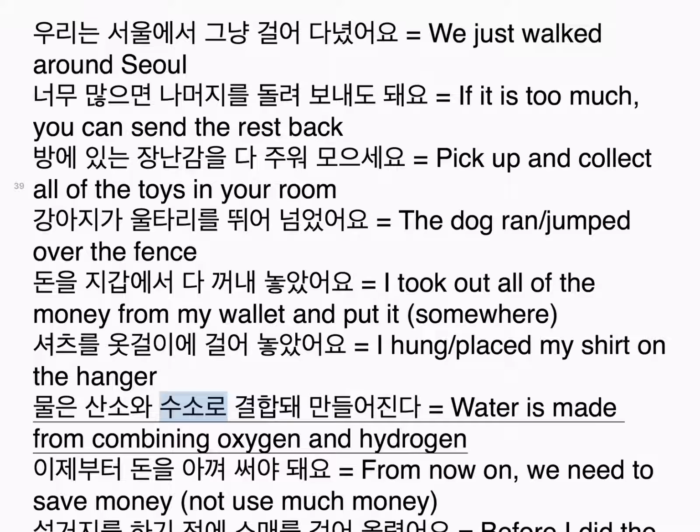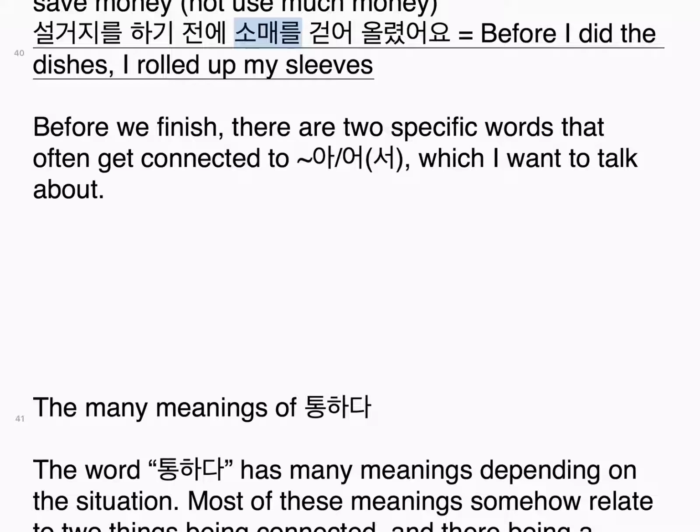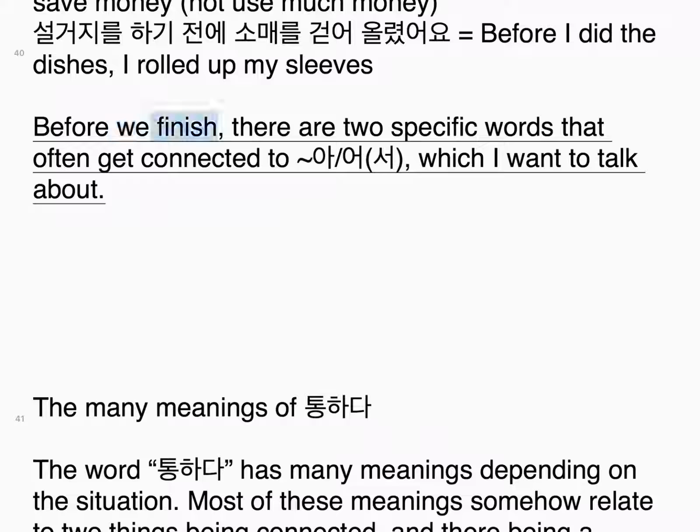물은 산소와 수소로 결합돼 만들어진다. Water is made from combining oxygen and hydrogen. 이제부터 돈을 아껴 써야 돼요. From now on, we need to save money, not use much money. 설거지를 하기 전에 소매를 걷어 올렸어요. Before I did the dishes, I rolled up my sleeves. Before we finish, there are two specific words that often get connected to 어.